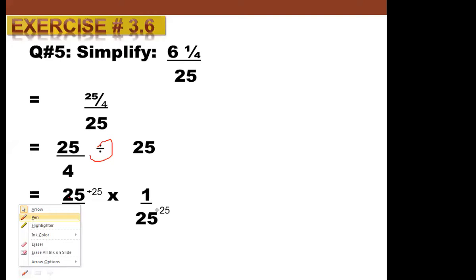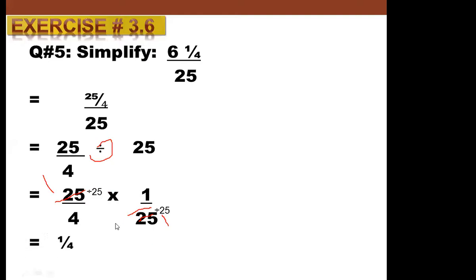So what it will become, 25 ones are 25 and 25 ones are 25. Okay, so what will be your answer? 1 multiplied by 1 is 1 and 4 multiplied by 1 is 4. So 1 upon 4 is the right answer. Okay, so this is the way to solve the complex fraction. In the next slide, I'm going to give you some more examples.